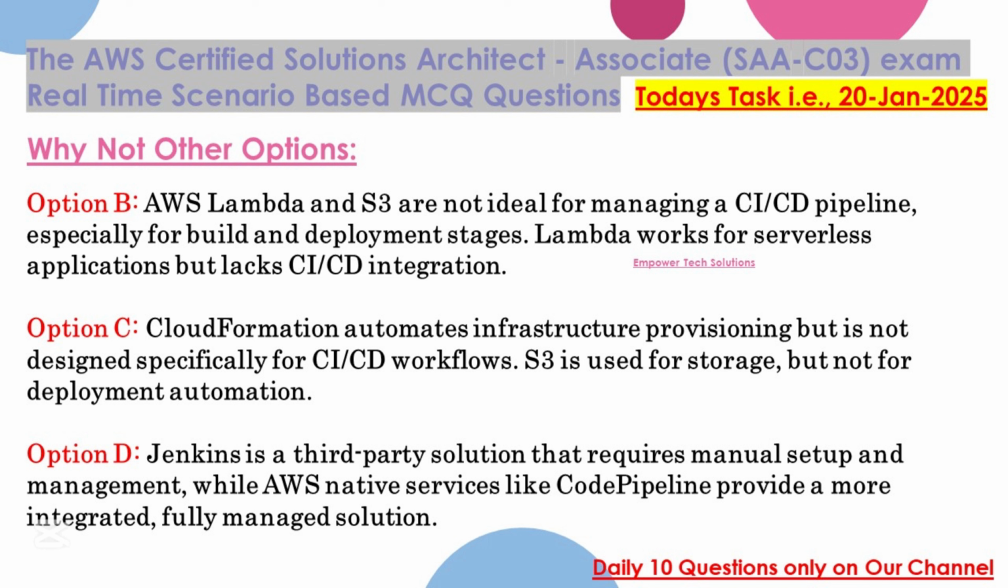Option D, Jenkins is a third-party solution that requires manual setup and management, while AWS native services like CodePipeline provide a more integrated, fully managed solution.